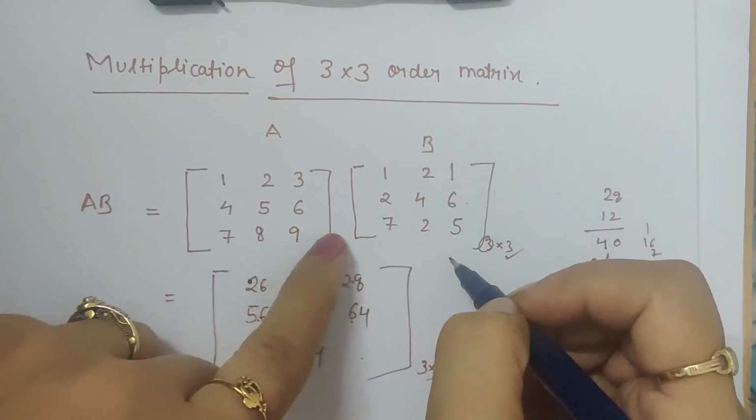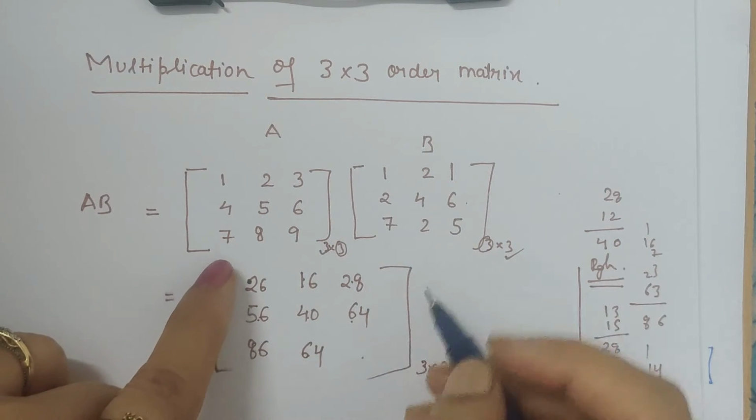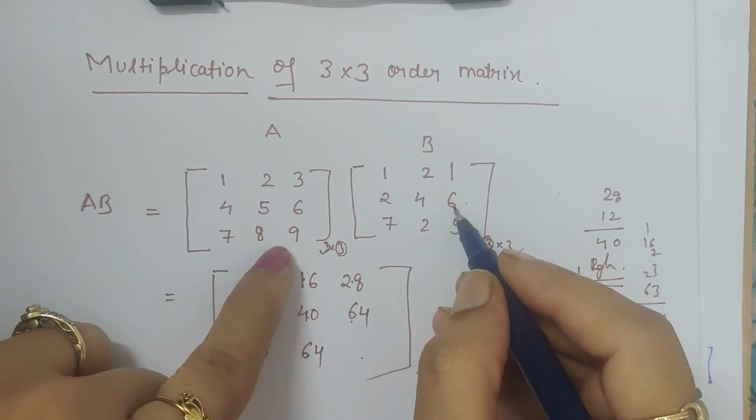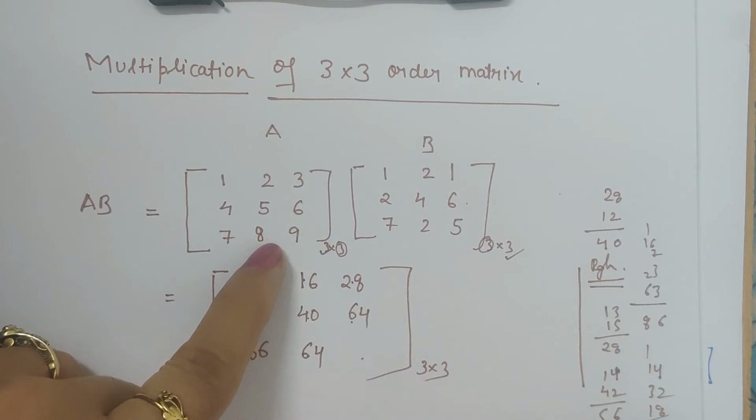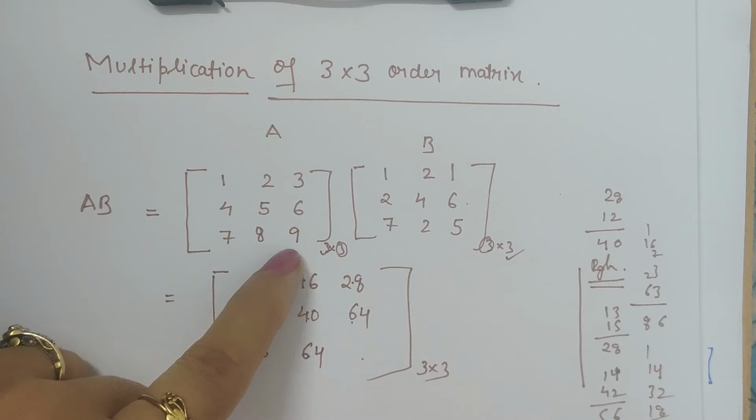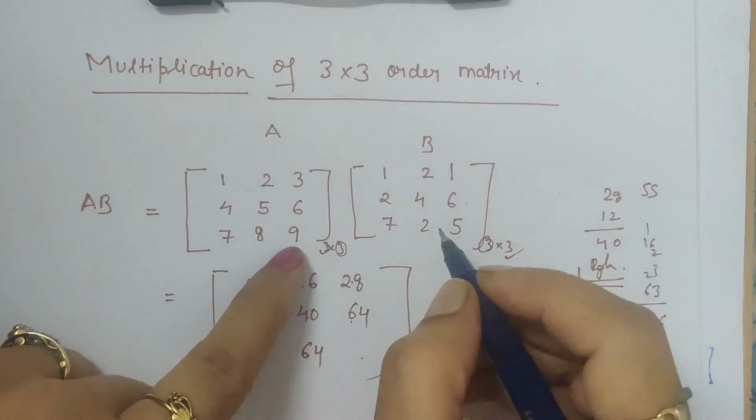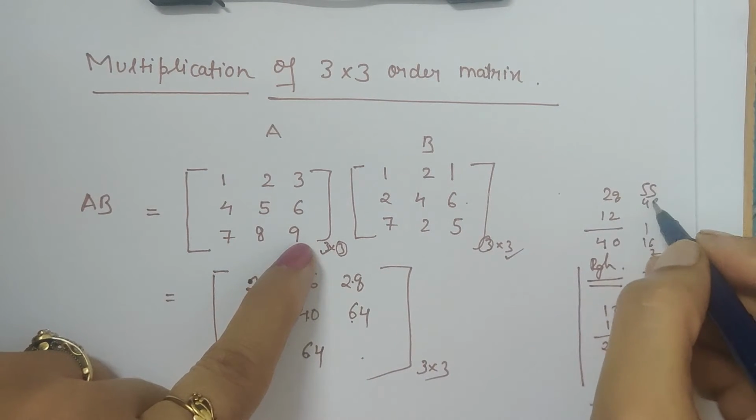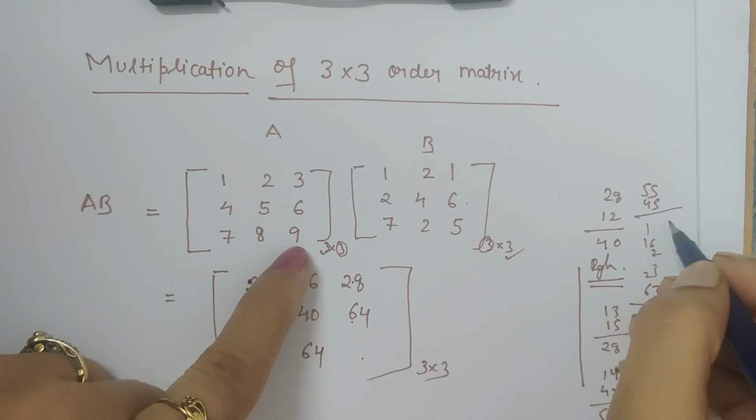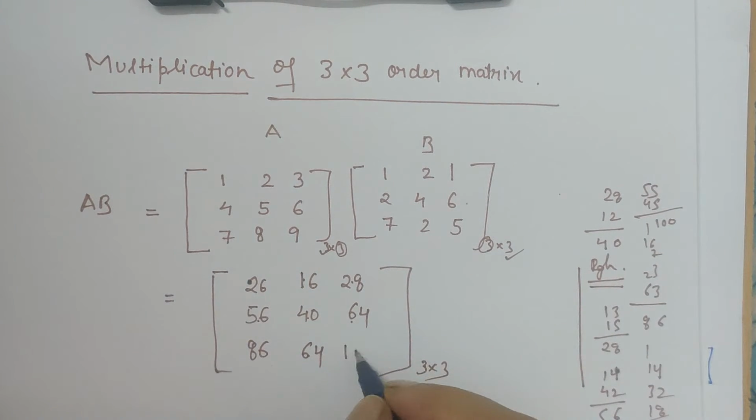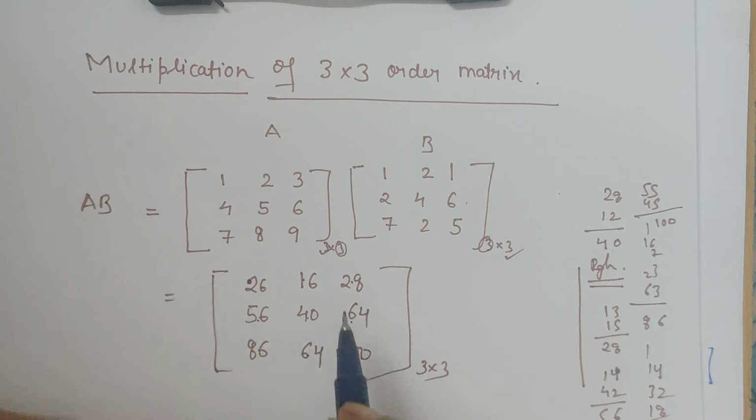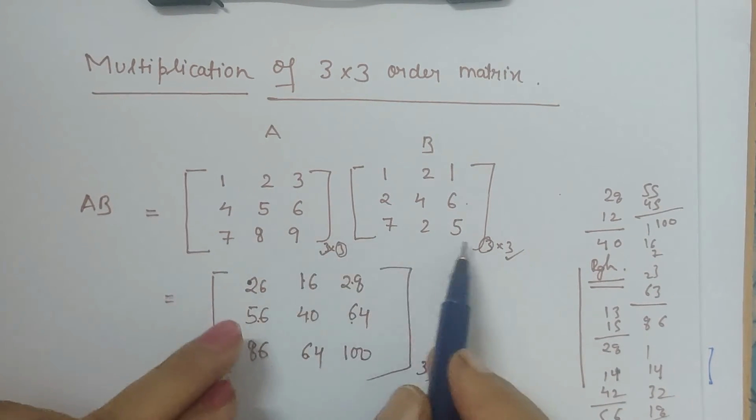So again this way we will go for the last entry. 7 into 1 is 7, plus 6 8s are 48. So 48 plus 7 gives 55. 55 plus 9 5s are 45 gives how much? 100. So the last entry is 100. So this is how we do multiplication of 3 by 3 order matrices.